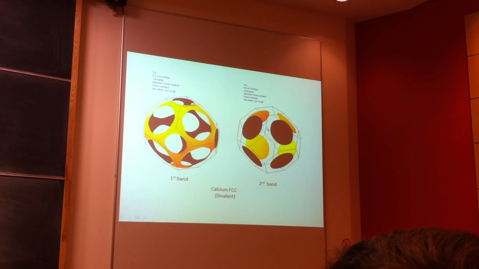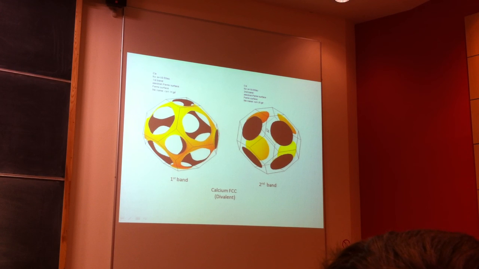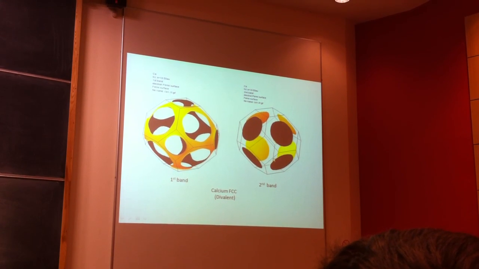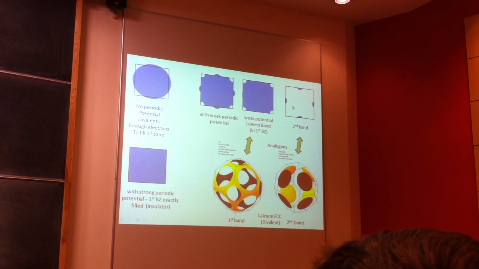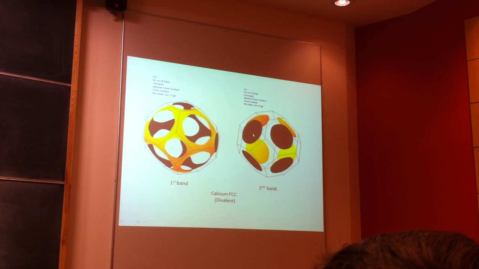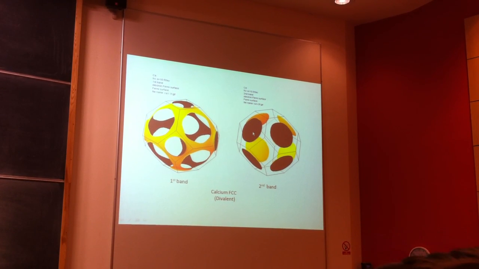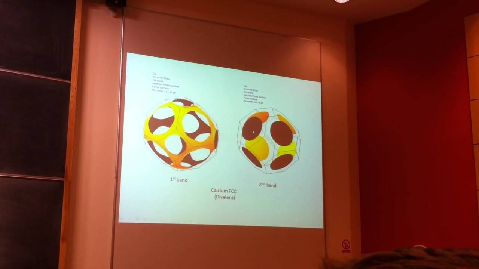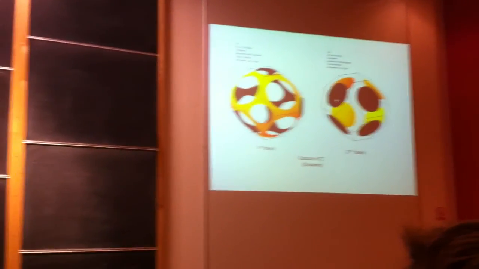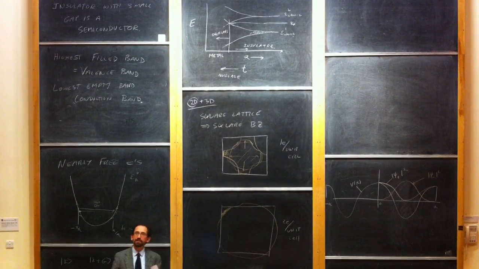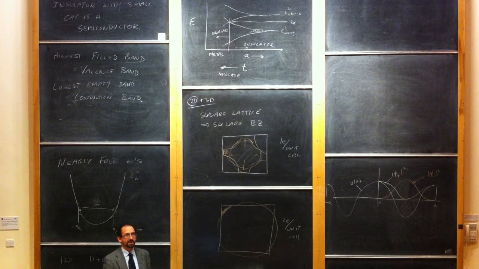Then in the second band, there's a little bit of this thing that's almost a Fermi sphere that's peeking into the next Brillouin zone, and you get these little pockets, which are the analog of these little pockets into the second zone. Okay? So calcium, even though it has 2 electrons per atom, could be an insulator, but the periodic potential isn't quite strong enough to completely empty the second band and put them in the first band. If calcium had a little bit stronger periodic potential, it would be an insulator, but it doesn't have quite strong enough periodic potential, so it's actually a metal.